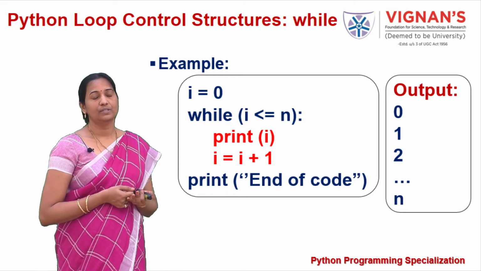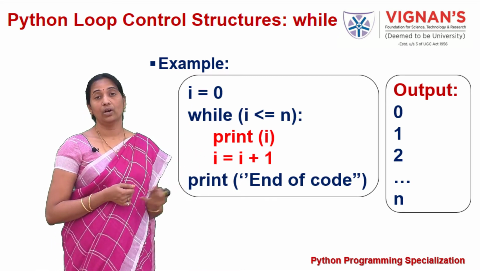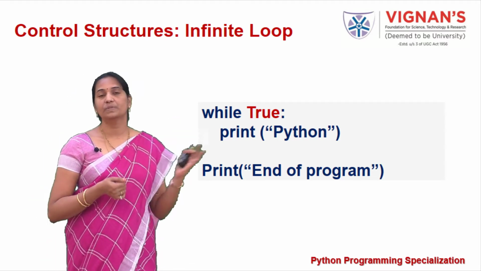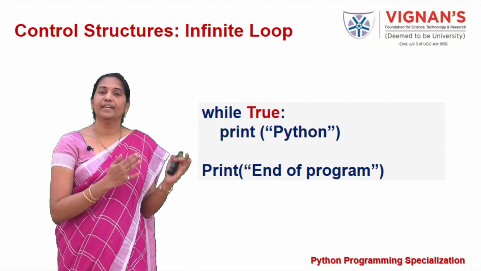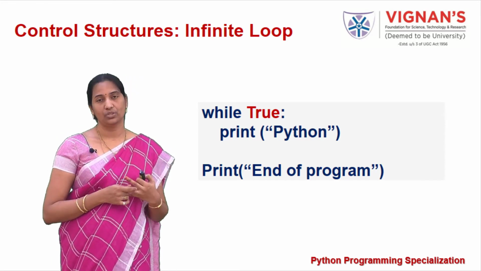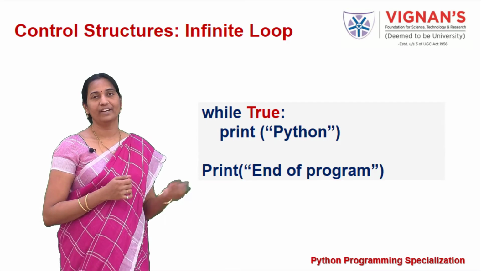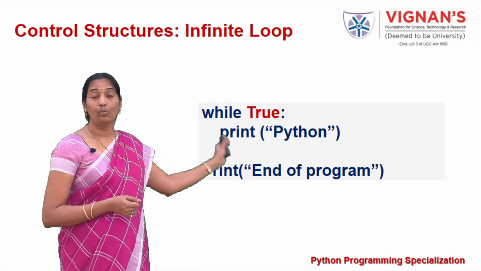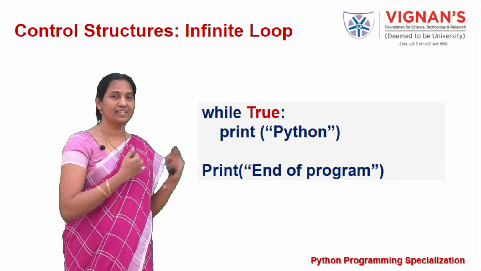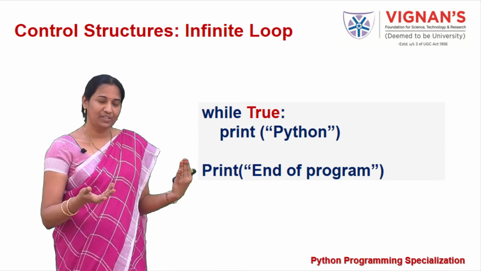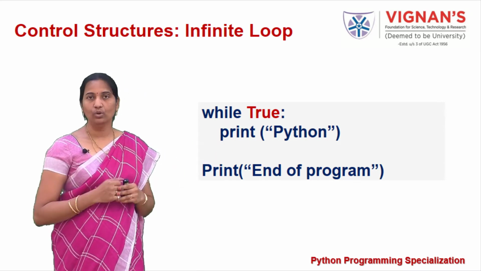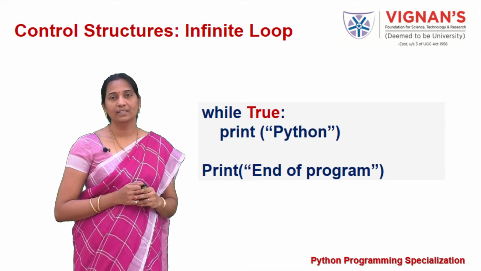So assume that your condition is not at all evaluated to false. In that case what happens? Such kind of loops are known as the infinite loops. Infinite loops are the loops which execute forever without any terminating condition. So consider this example, while true. Instead of having any other expression, I am having true itself as an expression which is always true, right? And while true, print Python. So as part of the while loop, I have a single statement that is printing the word Python.